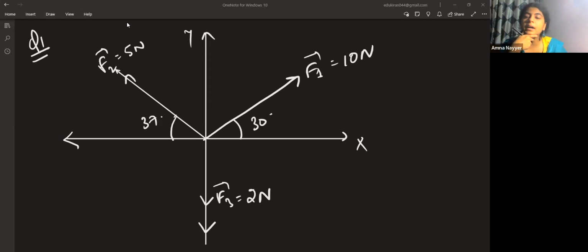See, class, now we have three forces, F1, F2, and F3. F1 is along the XY plane, right? And F2 is also along the XY plane, but along the negative x-axis and positive y-axis. And F3 is along the negative y-axis, right? Now we have to resolve everything along x and y, along the x-axis and along the y-axis, we have to find out the components. So do we need to resolve F3? Yes or no, according to you?